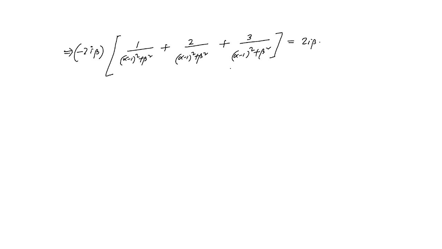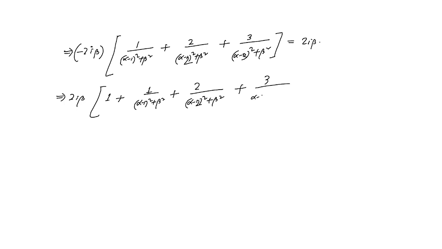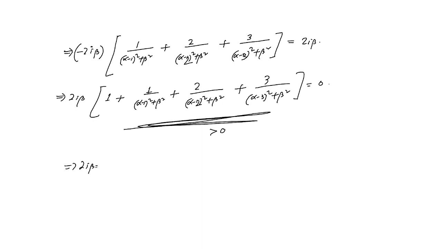Okay, so now we bring everything to the left hand side. If you take the right hand side over, what will happen? So 2 i beta times the bracket, 1 plus 1 by (alpha minus 1) whole square plus beta square, plus 2 by (alpha minus 2) whole square plus beta square, plus 3 by (alpha minus 3) whole square plus beta square, equals 0. Now this quantity is strictly greater than 0. So that means 2 i beta equals 0.